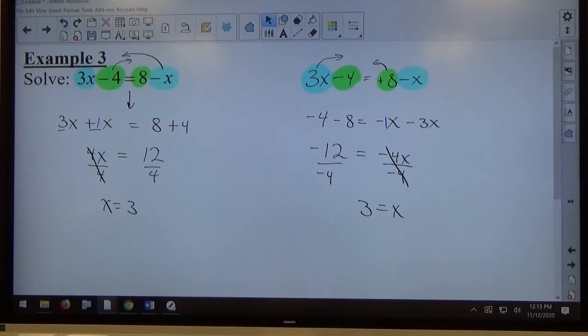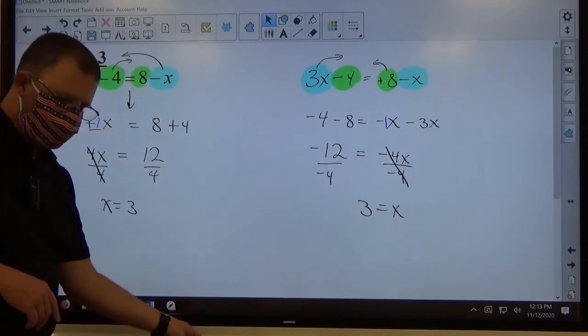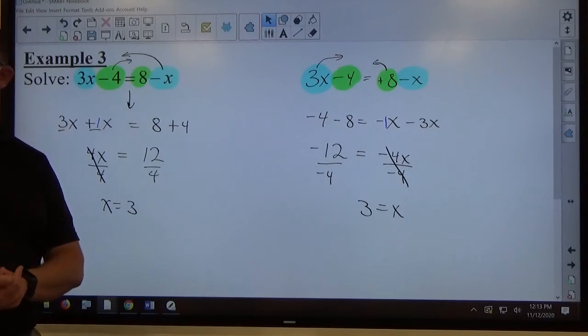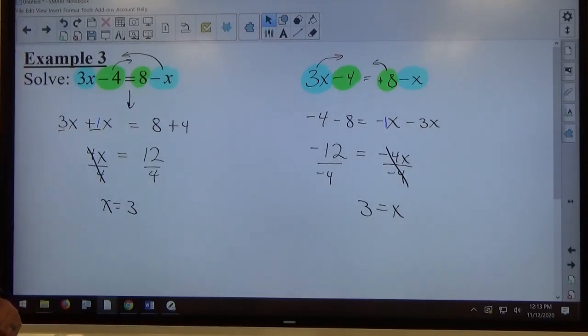So on that step where it says move x to one side, move numbers to the other side, it doesn't matter which side you pick. If you do everything correctly, you'll be fine. All right, so don't get stressed out about, I don't know which side things are supposed to go on. Just pick one and don't change your technique as you go.